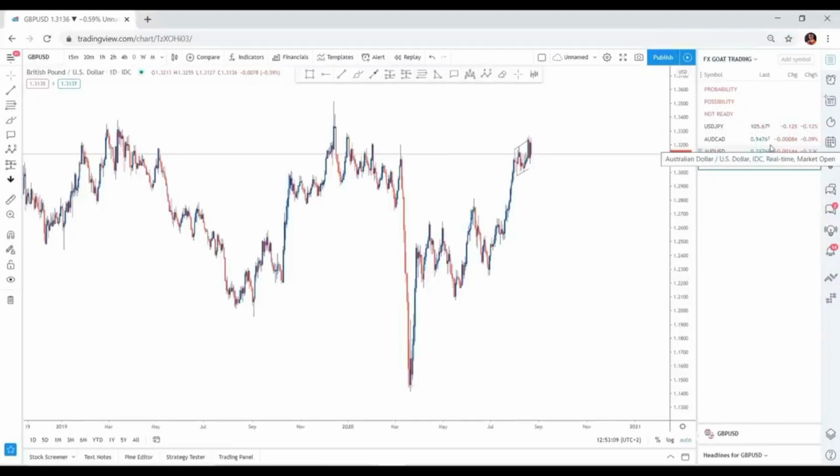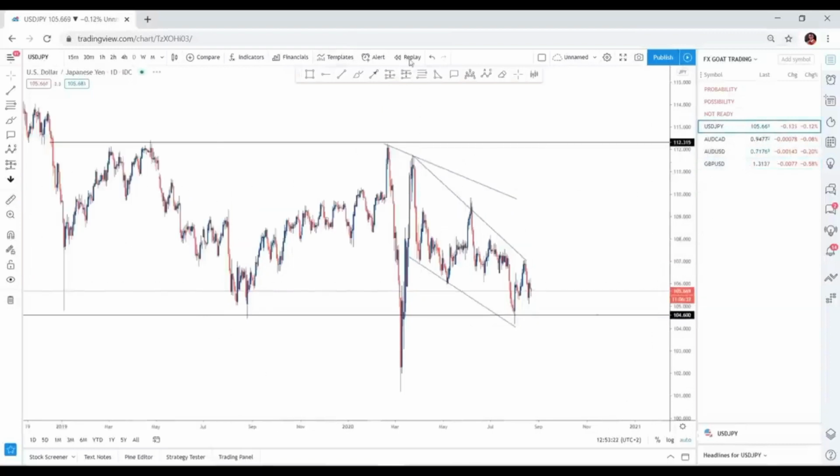Now it's time for you to categorize them. Categorizing them means you put the probabilities on the probabilities, put the possibilities on the possibilities, put the not ready on the not readies. So now it's time to analyze again. So let's go on USDJPY. On USDJPY, this is a daily time frame. As you can see, we have a lower zone, we have an upper zone, and we have trends inside the trend. So it's dropping to a 4-hour time frame.